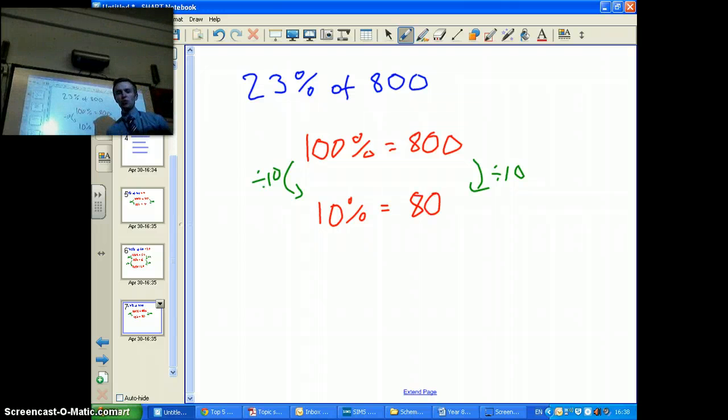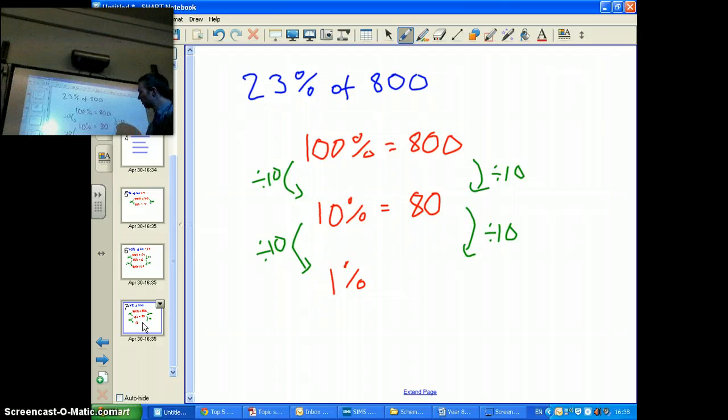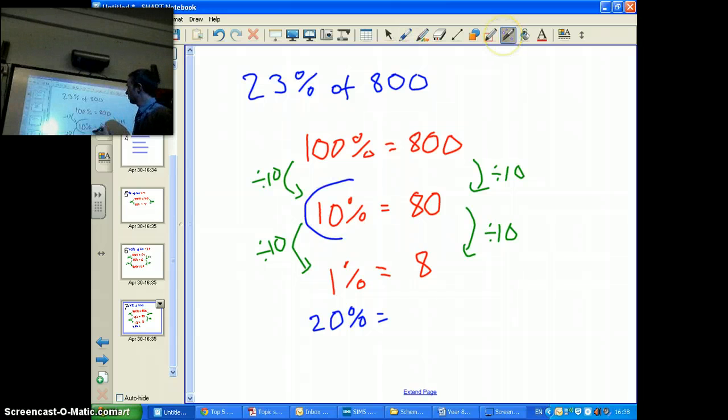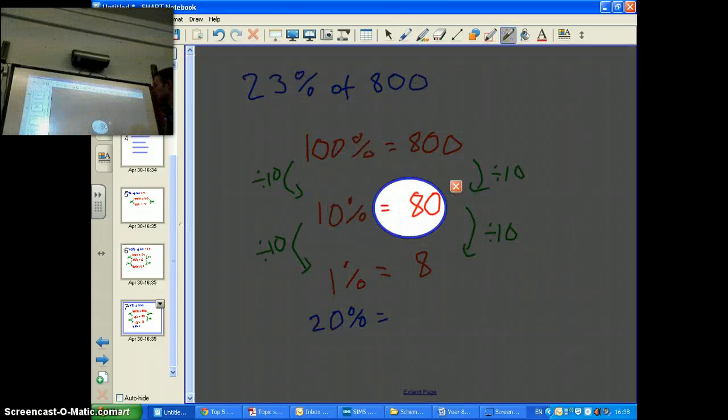Now before I do anything else, I want to go one step further and find out what 1% equals, okay? And to get from 10 to 1, all I have to do is divide by 10, so as long as you can divide numbers by 10, you're laughing here really, and so that means that 1% equals 8, okay? Now I've got two things I want to find out here. I want to first of all find out what 20% is, and then I want to find out what 3% is.